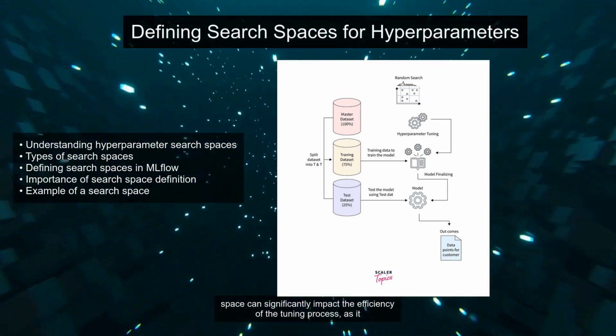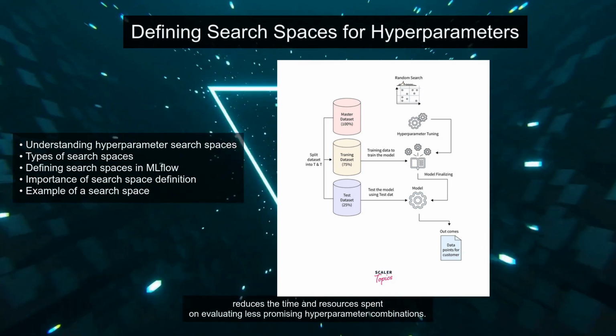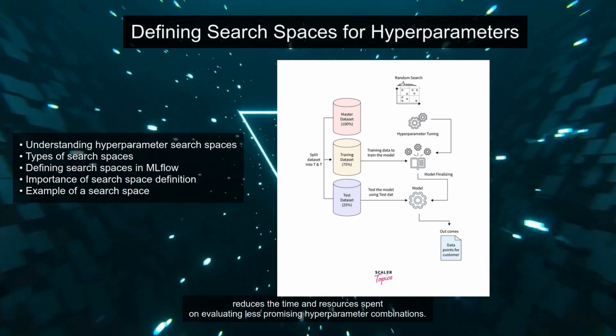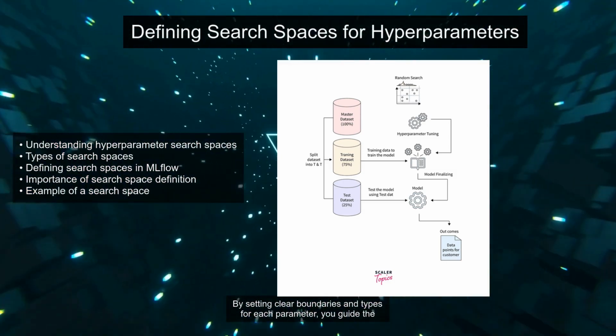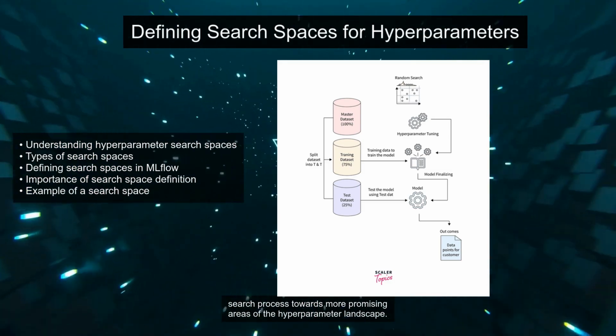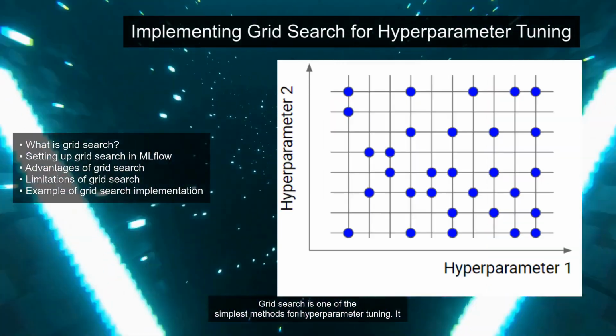A well-defined search space can significantly impact the efficiency of the tuning process, as it reduces the time and resources spent on evaluating less promising hyperparameter combinations. By setting clear boundaries and types for each parameter, you guide the search process towards more promising areas of the hyperparameter landscape.